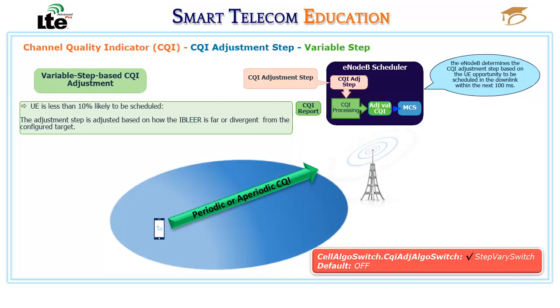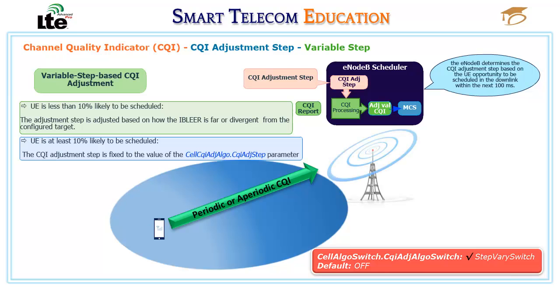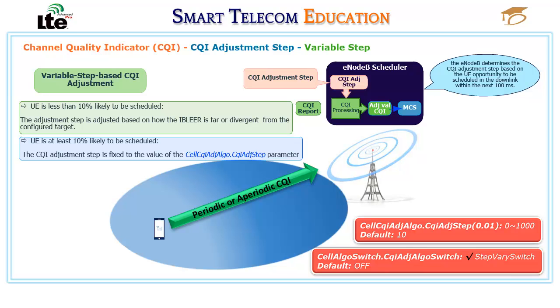If the UE is less than 10% likely to be scheduled, this means that the UE is not accessing many downlink services. The CQI adjustment step is adjusted based on how far the IBLIR is from the configured target. The farther the IBLIR is from the target, the larger the adjustment step, which helps the IBLIR more rapidly approach the target. If the UE is at least 10% likely to be scheduled, this means that the UE is accessing many downlink services. The CQI adjustment step is fixed to the value of the CQI adjustment step parameter.